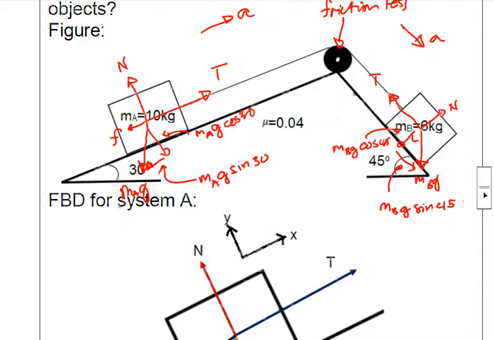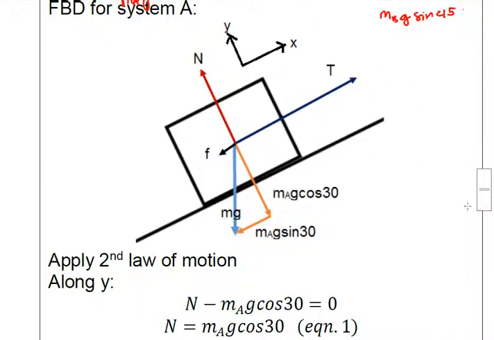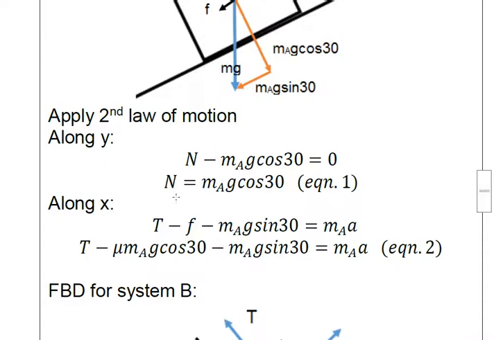Okay, so let's proceed. For system A, just like with what I did, the acceleration goes in this direction, so that is why we have T to be positive and F to be negative. Along Y, normal force minus m_A g cosine 30 equals zero. Then along X, you have T, which is taken to be positive because it goes with the direction of the acceleration, minus F minus m_A g sine 30.